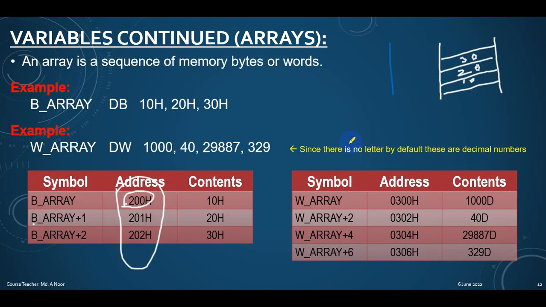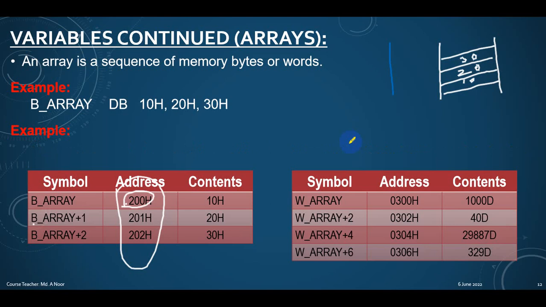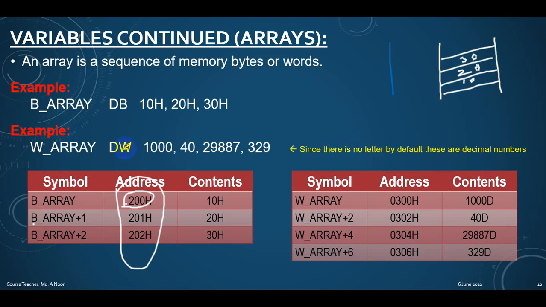Now, if you define a word type array like this, word array DW, that means define word. That means every element has a size of 16 bits, 8 plus 8. So how do we store this in memory? Look at over here.